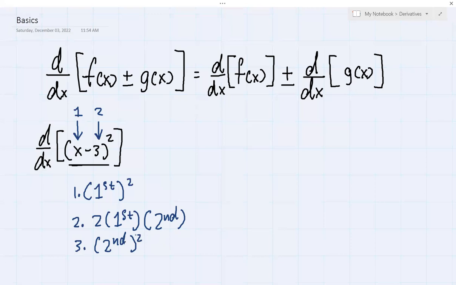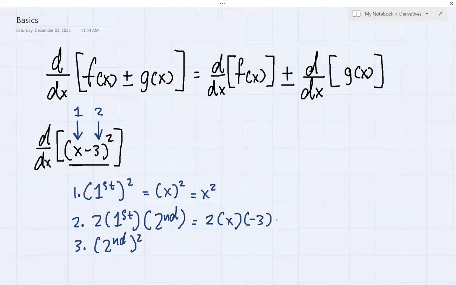So, let's try it slowly. Now, go back to the first step. Square the first term. So, yung first term mo ay si x. Ibig sabihin nun, i-square mo siya. So, that means we have x squared. Next, second step, 2 times the first term times the second term. So, ibig sabihin nun, we have 2 times yung first term, si x, times the second term, which is si negative 3.